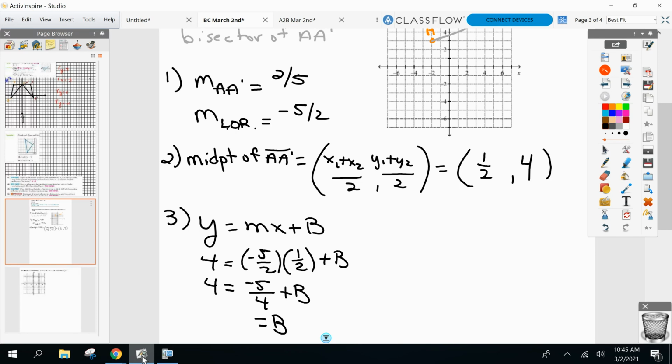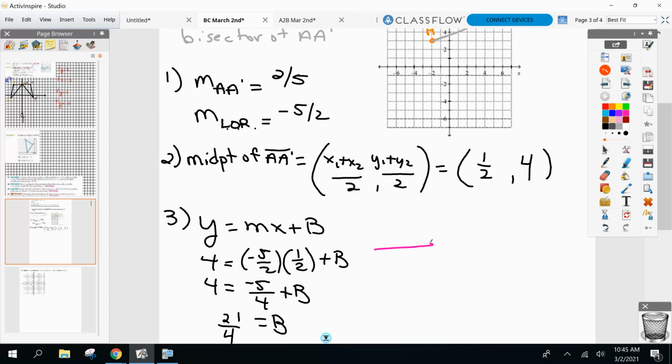So add 4 plus 5/4. Go ahead. So 4 plus 5/4, move that over. 21/4. There you go. 21/4 is my B. If anybody had 5.25, that's fine. I'll accept that.